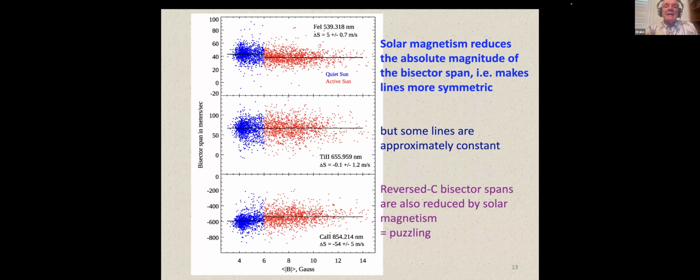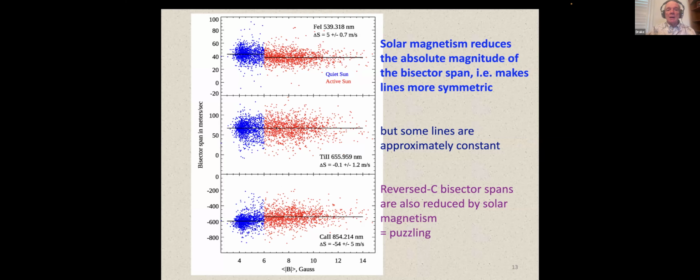Here are some results where each point in this plot is a bisector measured on one day. So solar magnetism reduces the absolute magnitude of the bisector spans. Lines become more symmetric. The C-shaped bisector at the top, the red dots are the active sun phase. The blue dots are the quiet sun phase. The x-axis here is just the average magnetic field, and we just cut it off here at 6 Gauss. You can see when the sun is quiet, there's a locus of points that are well above the bisector span when the sun is active.